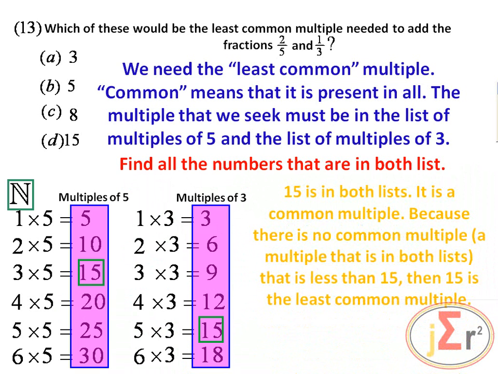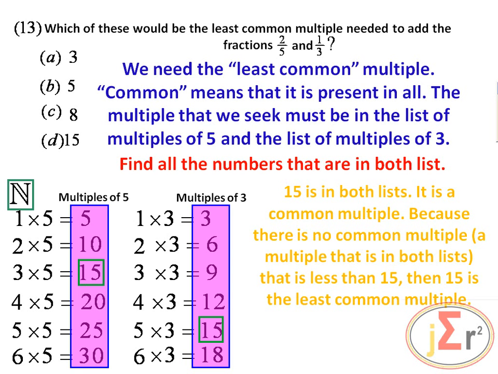15 is in both lists. It is a common multiple because there is no common multiple that is in both lists that is less than 15, then 15 is the least common multiple.